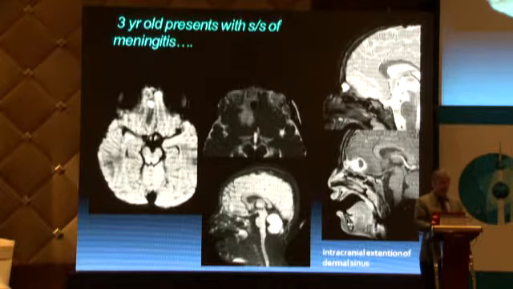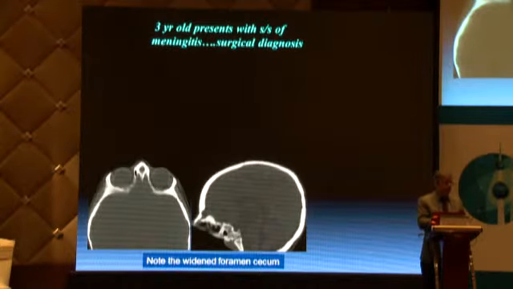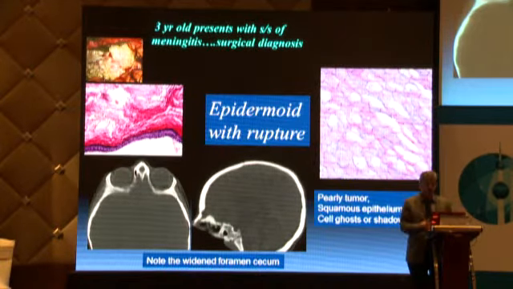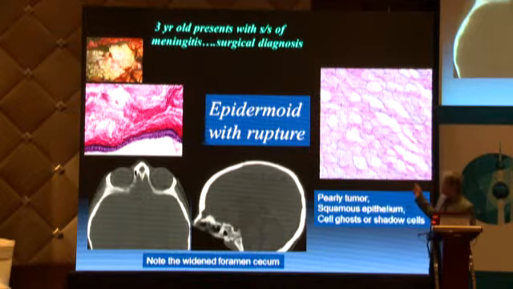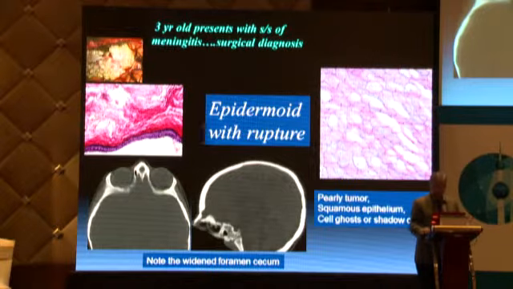So when they went in to operate on this, they didn't find any infection. They just found that the epidermoid had leaked into the CSF and caused a chemical meningitis. And you can see the pearly white squamous epithelium. On pathology, these are called cell ghosts or shadow cells because you just see the wall of the cell, you don't see anything inside. And this was a classic appearance of the dermoid.